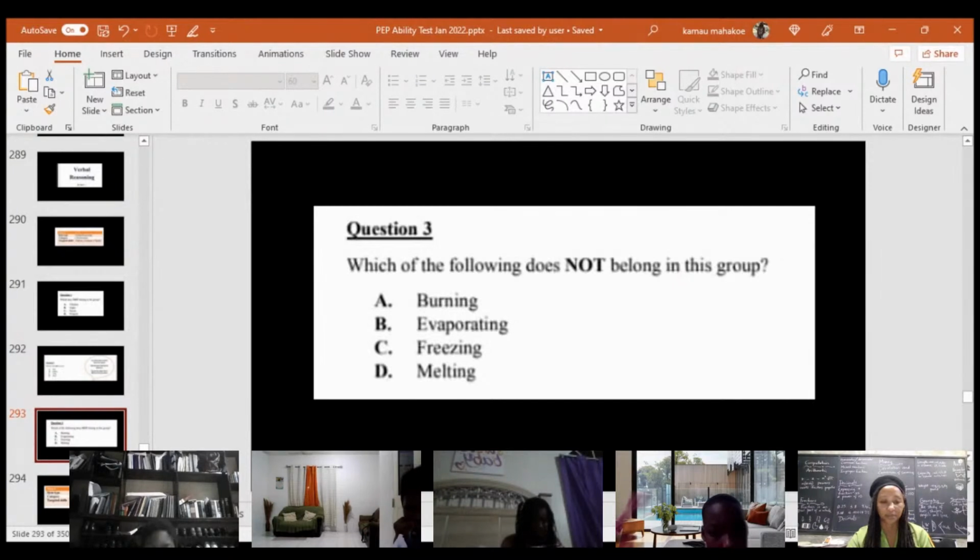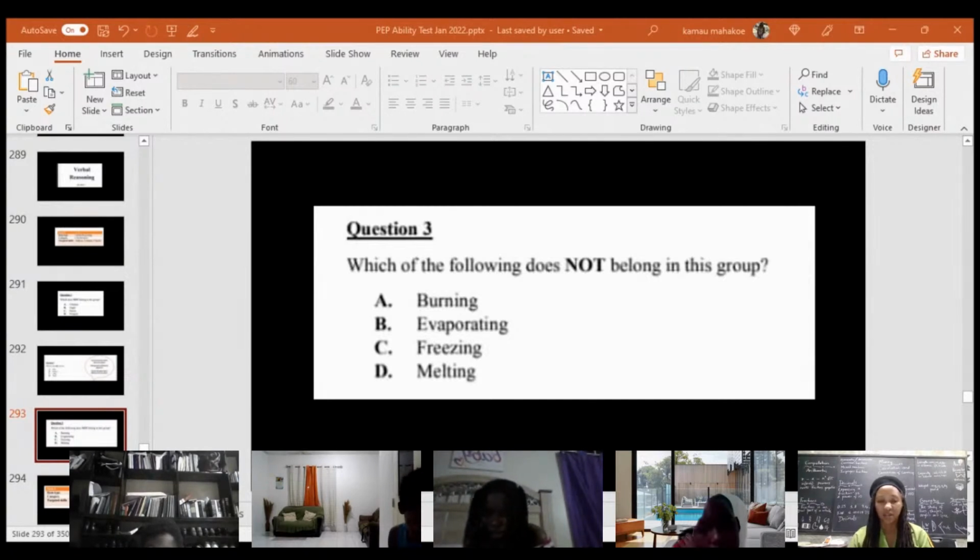Amari, question 3. Question 3. Which of the following does not belong in this group? A. Burning. B. Evaporating. C. Freezing. D. Melting. Miss, I would say A. Burning.